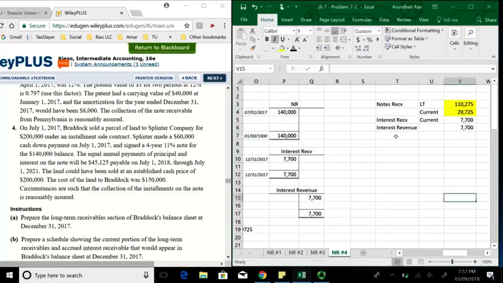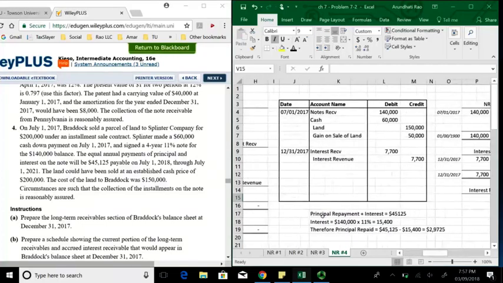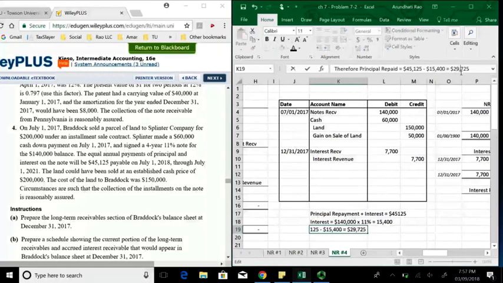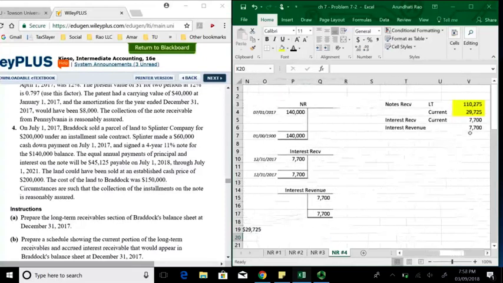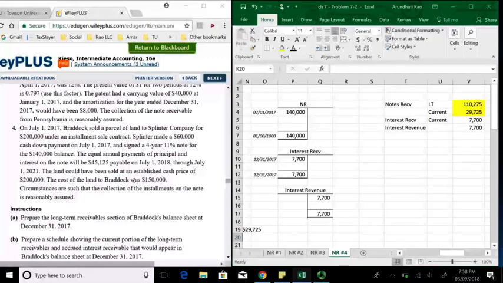So that 140, the calculation of long term and current is done as follows. Go back, recap over here. The total principal plus interest is 45,125. We know the interest is 15,400. Therefore, the principal that will be paid next year is 29,725. That portion that will be due next year is current. Everything else is long term. Hope this helps in terms of working through this problem 7-9.